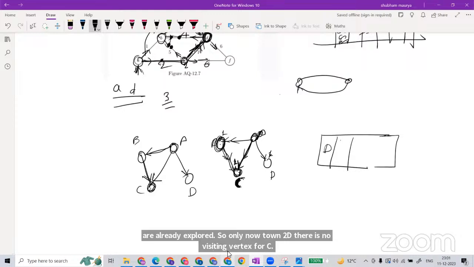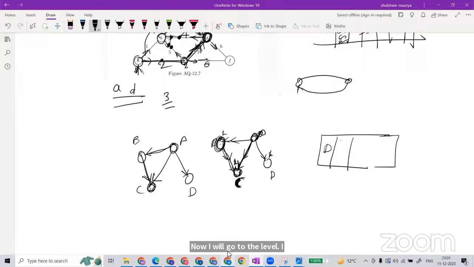Now I will go to the same level, which has D here, and start exploring D. Again, from D, A is already explored, so nothing is done and Q is now empty. So this is the stopping condition.